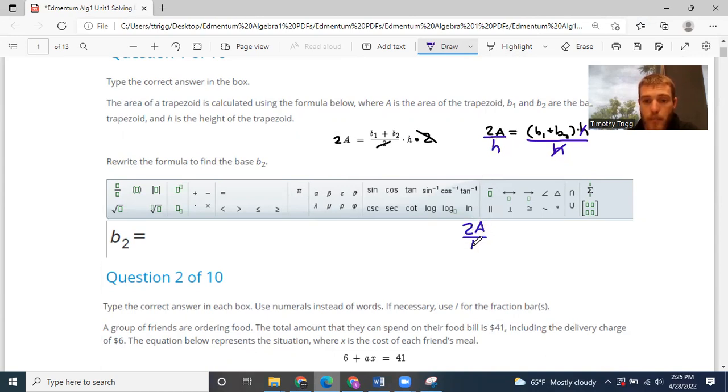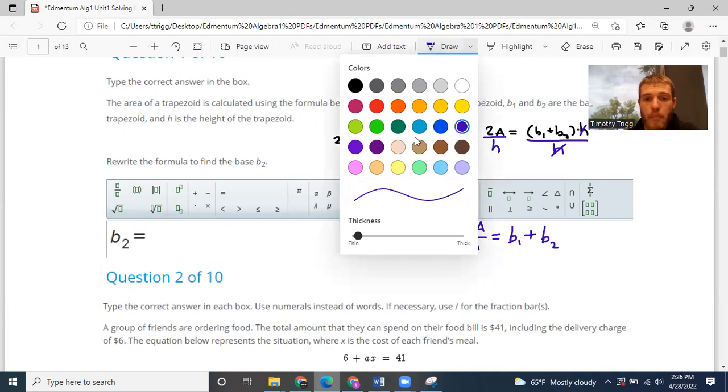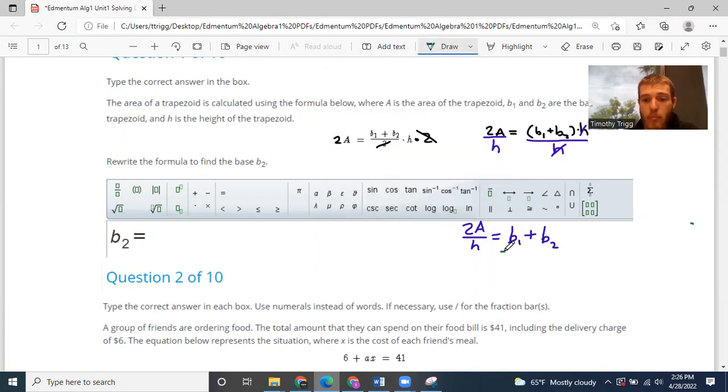Continue our work down here. 2a over h equals, and here I don't need the parentheses any longer, b sub 1 plus b sub 2. Now remember, our goal is to get b sub 2 by itself. So I need to get rid of this b sub 1. So how do I do that? Well, I'm going to subtract b sub 1 from both sides of the equation. Because it's added here, we subtract to cancel it.